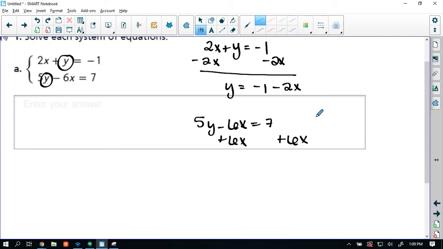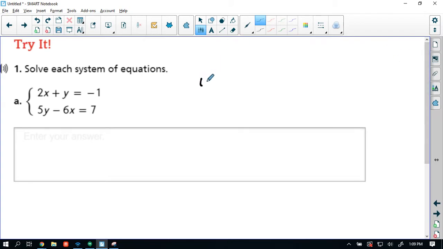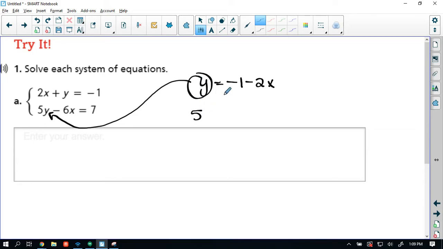Thinking if I actually want to do that, I'm going to back up a little bit actually. Oh, did I lose my first one? All right, so I'm going to rewrite the first one. So this is y equals negative 1 minus 2x. And what I'm going to do with this y is just substitute it straight in. So I'm going to take 5 times y, in this case now negative 1 minus 2x, minus 6x equals 7.